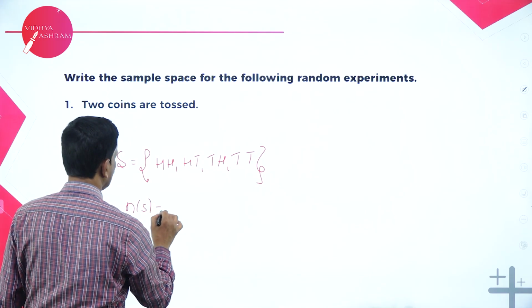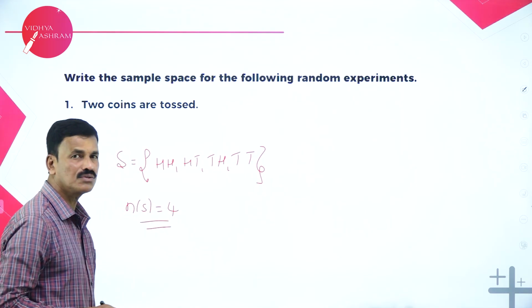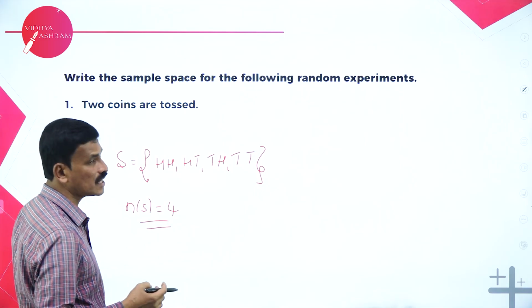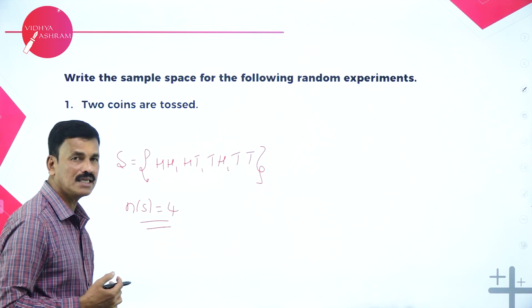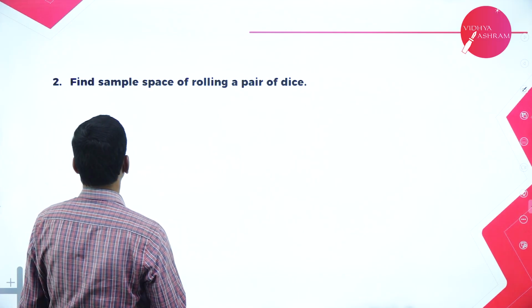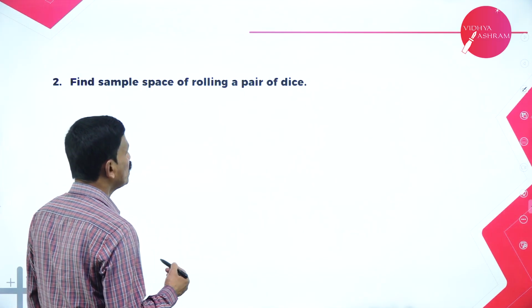So the number of events is equal to 4. n(S) is equal to 4. If two coins are tossed simultaneously, the possibilities are head and head, head and tail, tail and tail, and tail and head. Find the sample space of rolling a pair of dice.